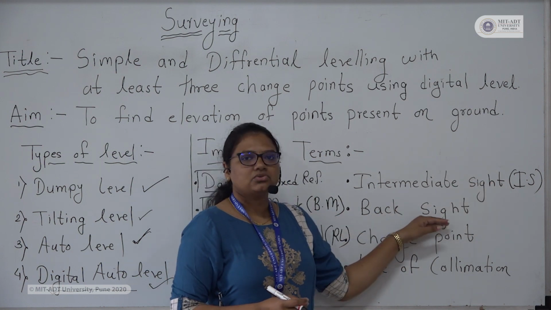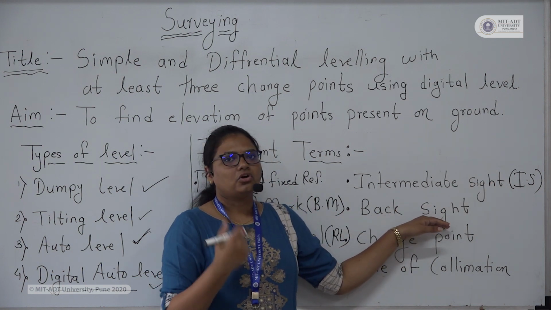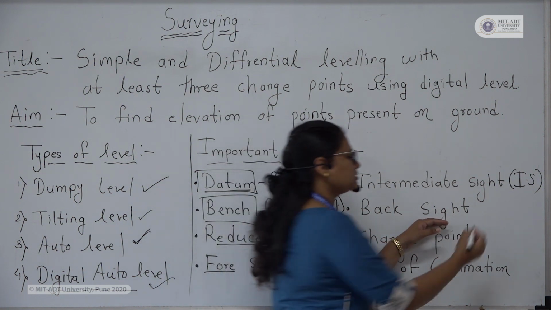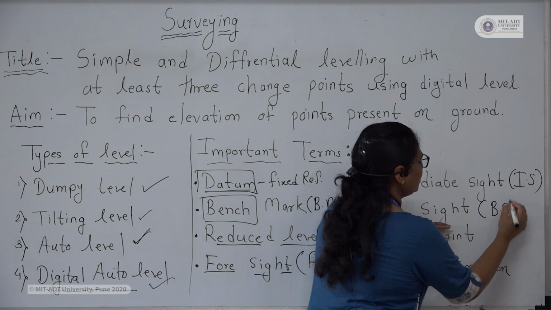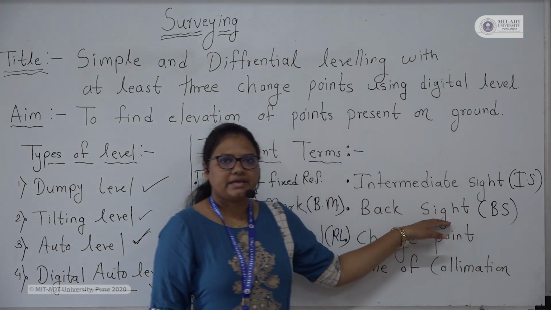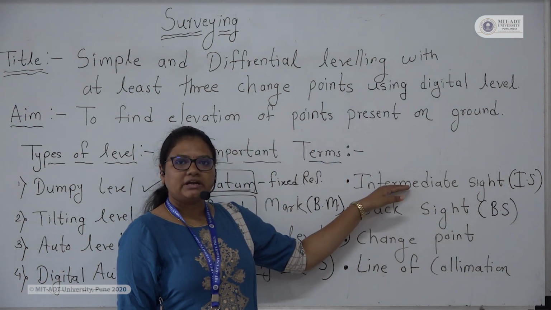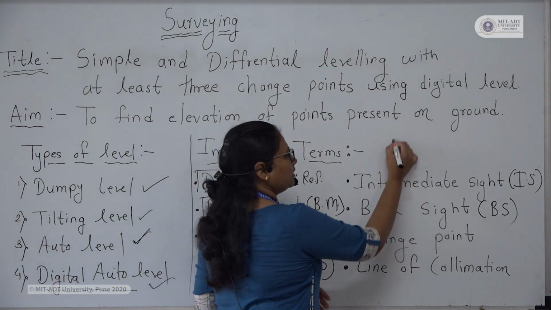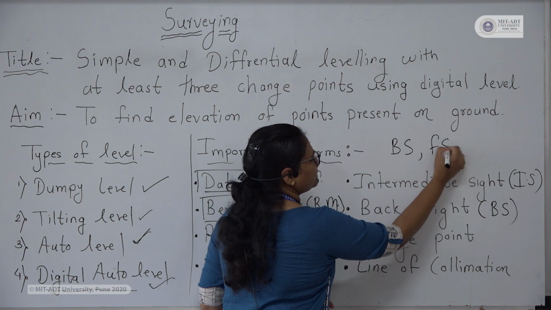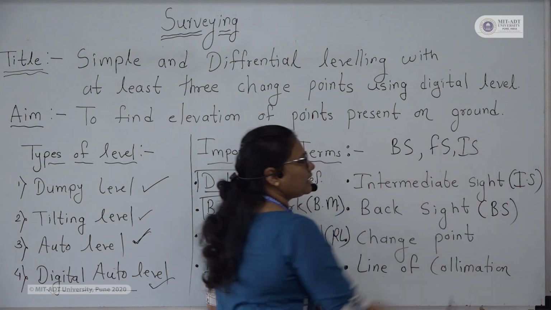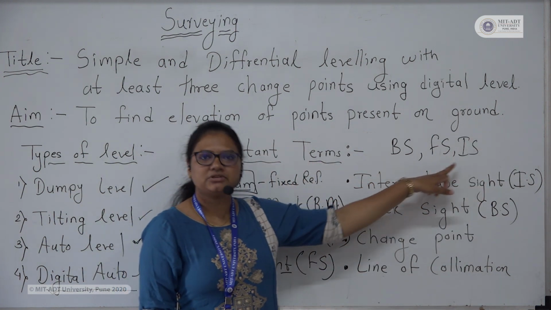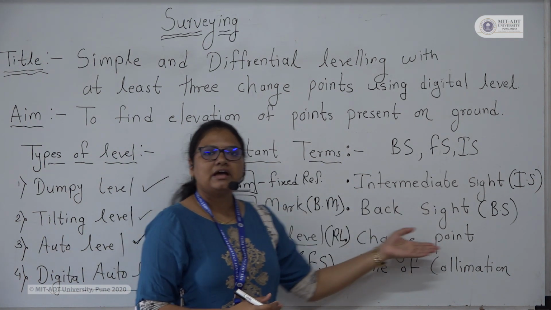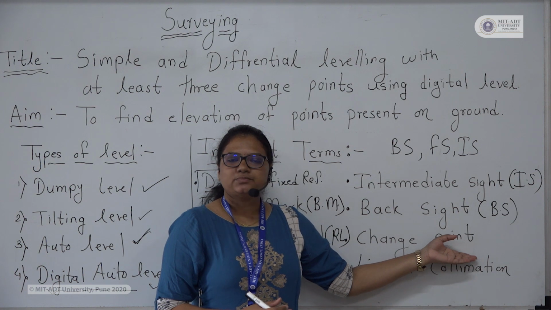Back sight means the reading taken on previous points while dealing with the surveying work. It is written as BS. When we perform the practical, you will get a better idea of these 3 readings, that is BS, FS and IS. These 3 readings are very important whenever you are dealing with leveling. Then we have the change point. What does change point mean?